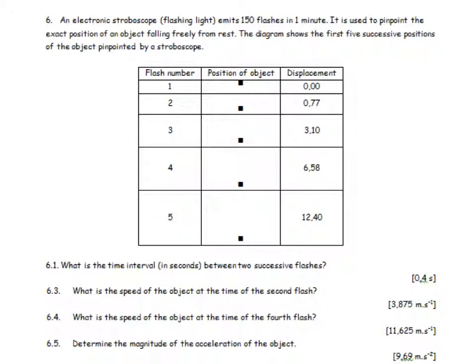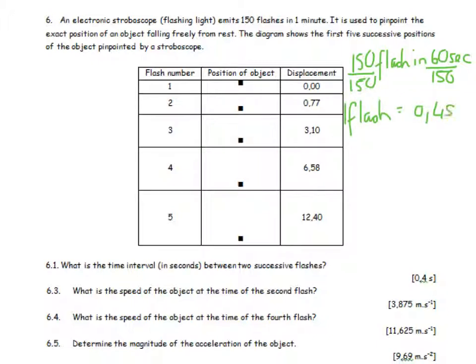Here I'm told that an electric stroboscope is a flashing light that emits 150 flashes per minute. So if it's 150 flashes in 1 minute, it becomes 150 flashes in 60 seconds. I can work out a frequency, and the time for one flash is equal to 0,4 seconds. So the first question is, what is the time interval between two successive flashes? It's like a ticker timer between dots, so it is 0,4 seconds.